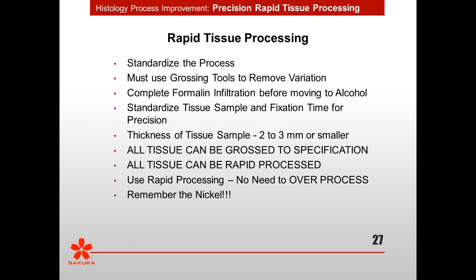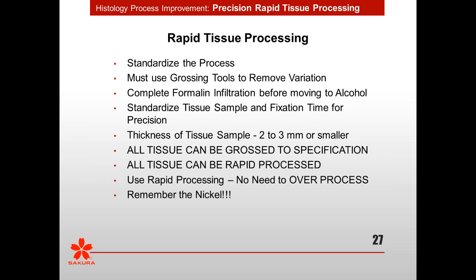And I will tell you, I think the amount of variation we have at the grossing bench is really unacceptable. We've got to get real precise. As we move into more molecular techniques, precision, precision, precision is what we have to have. So we need to move that precision to our routine surgical pathology. You want to complete your formalin infiltration before moving to any alcohols. You want to make sure that your tissues are stabilized and that you don't affect the change in the histology artifact. Standardizing your tissue sample and fixation time does create precision.